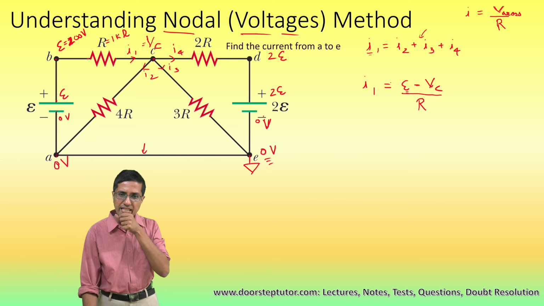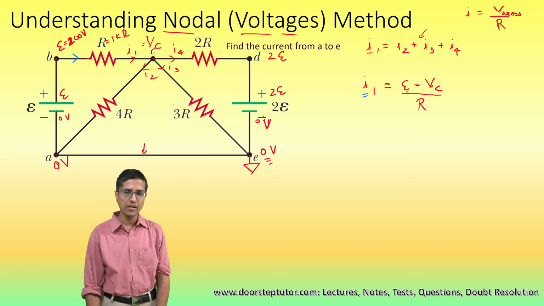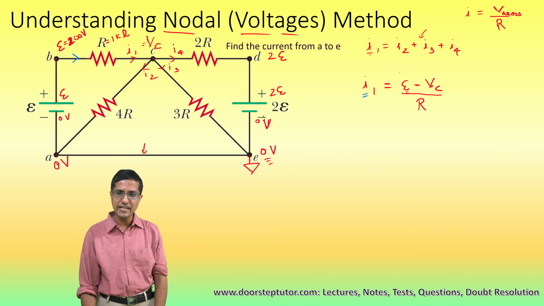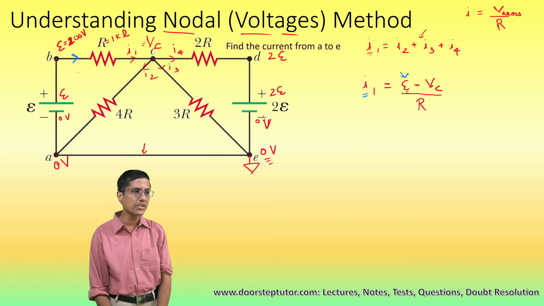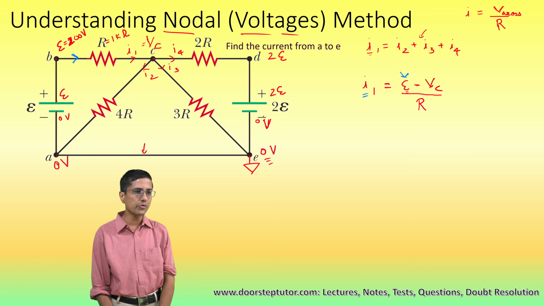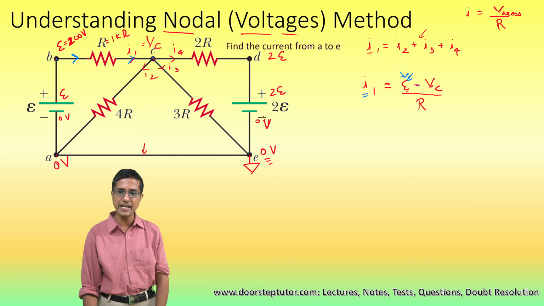The only thing that you have to note here is the sign convention: if the current I1 is coming in this direction, I first write the voltage of the node from which the current is originating. So here I have chosen the direction of current to be going this way. So this is the originating node. So I will write the voltage at B, which is epsilon. Then I subtract the voltage at C, which is the ending node for this current I1. So this is minus Vc. I write it as epsilon minus Vc.